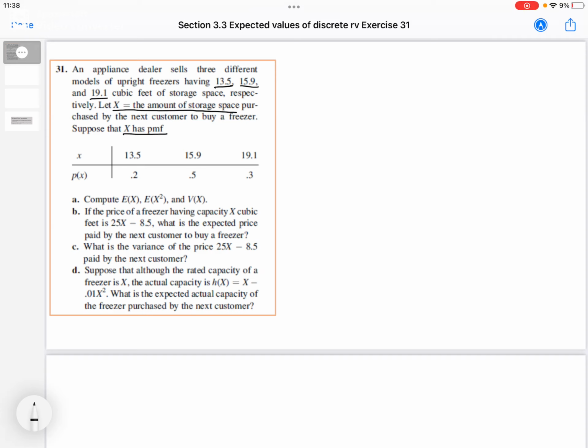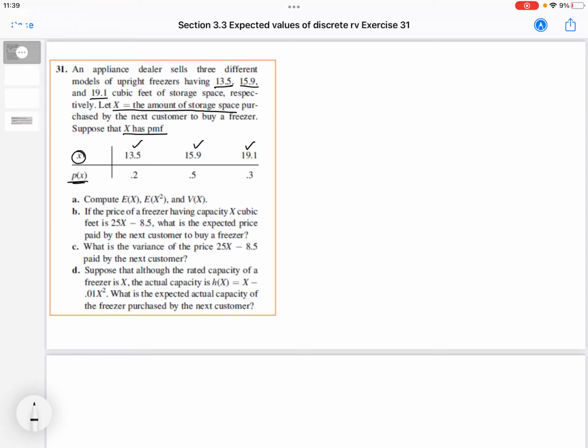So suppose that random variable x has PMF x, which is the possible value of a random variable. And in this case, we only have 13.5, 15.9, and 19.1 only, okay, with the corresponding probability. So probability of having a storage space of 13.5 cubic feet is 0.2. Probability of having a storage space of 15.9 is 0.5. And the probability of having storage space of 19.1 is 0.3.